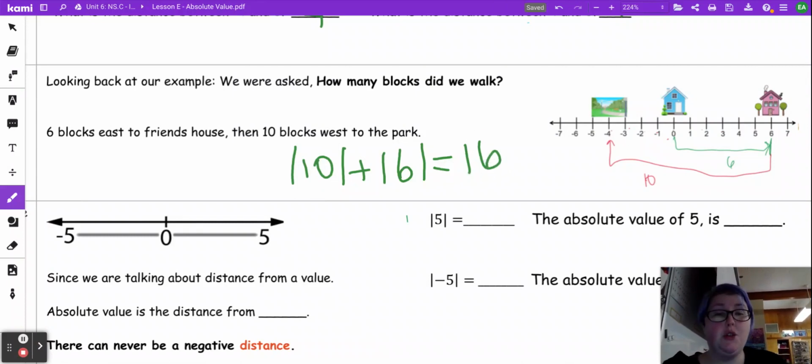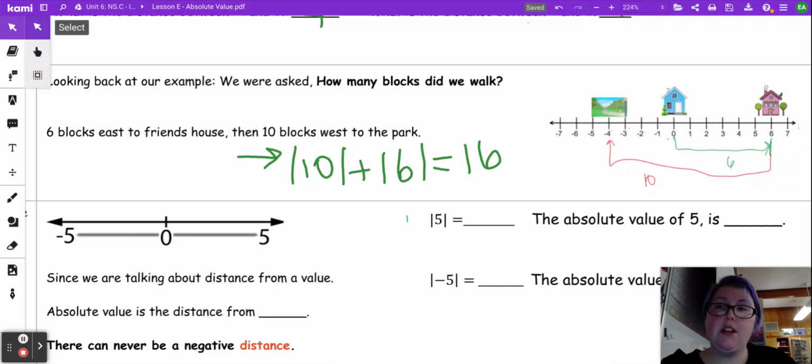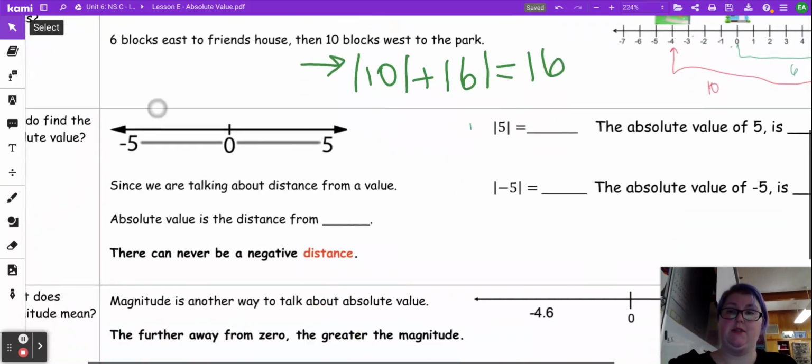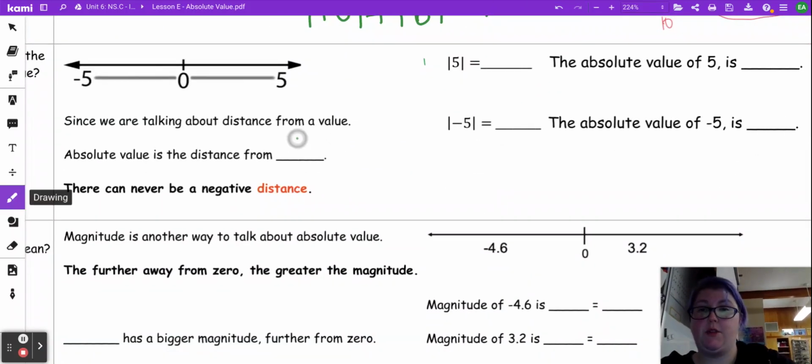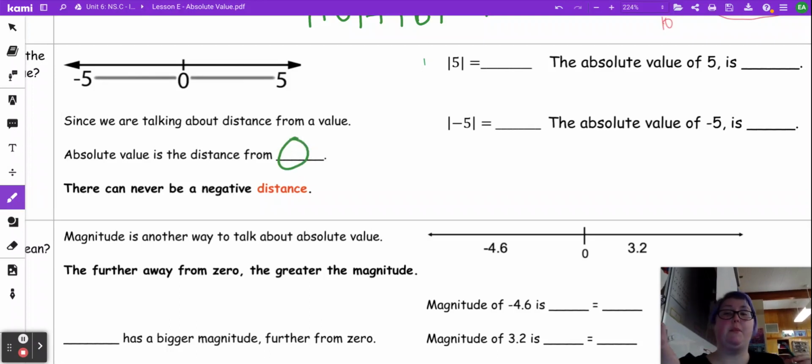Now, likely you have already done this in your head. If I said, what was the total blocks you walked? You would say 16. We're just adding these lines, these brackets, to the number to indicate the absolute value. It is the distance from 0. It can never be negative because we're just talking about how many numbers are in between that number and 0.